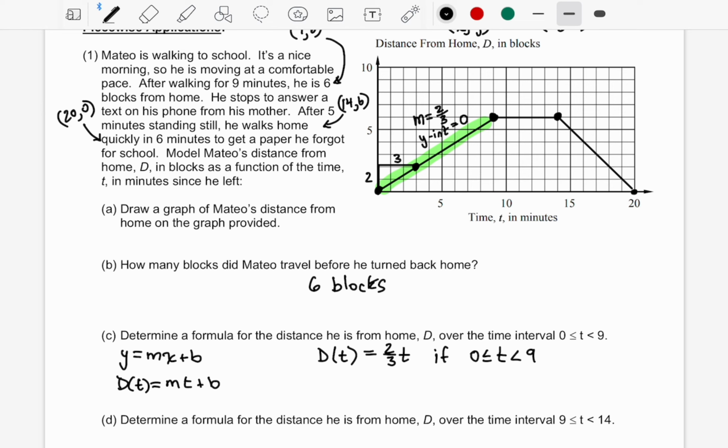Now, once you read the next part of the question, you realize hopefully where this is going. It's a contextual problem, but they're trying to get you to build towards the piecewise model. Determine a formula for the distance he is from home, d, over the time interval 9 to 14. So that's the second piece.